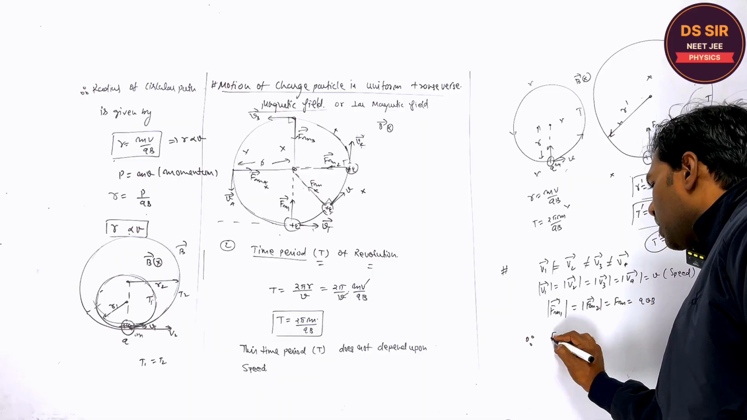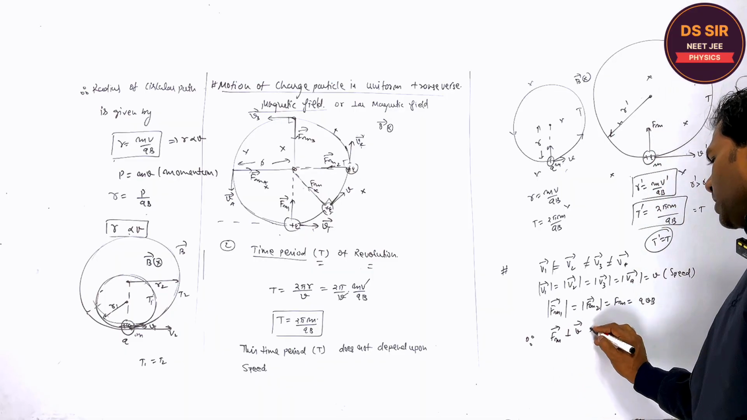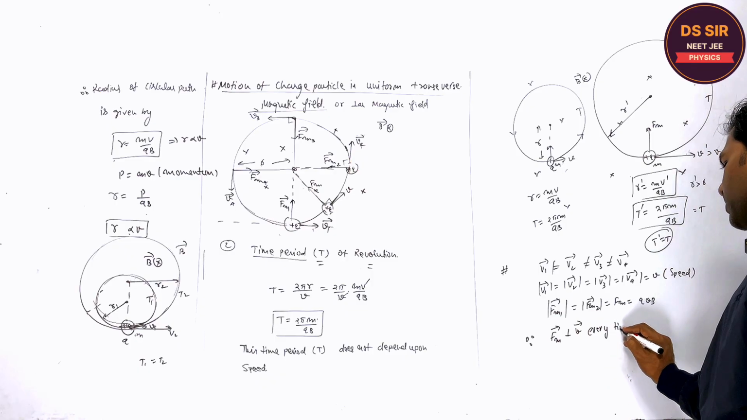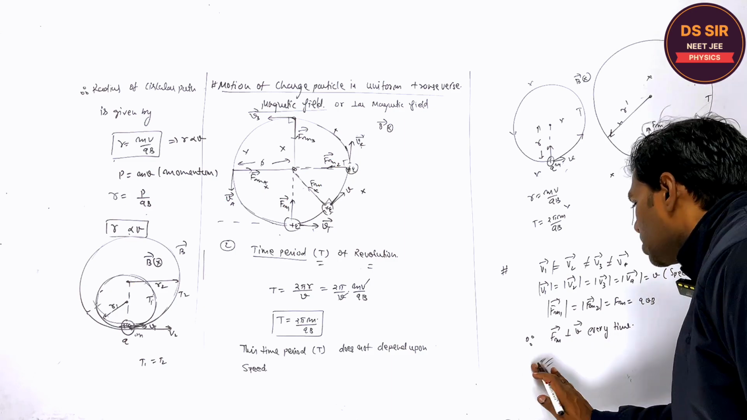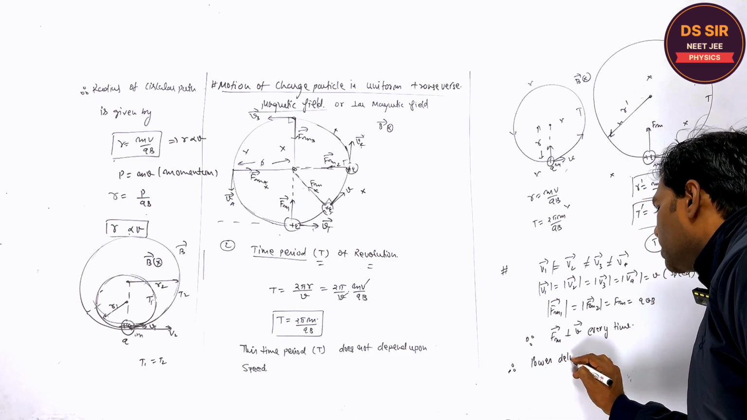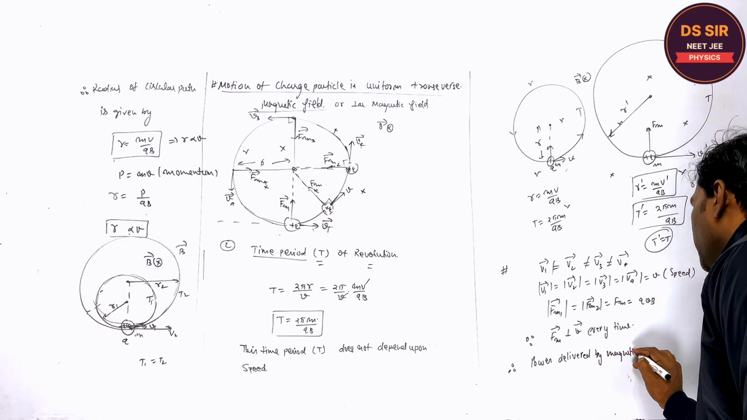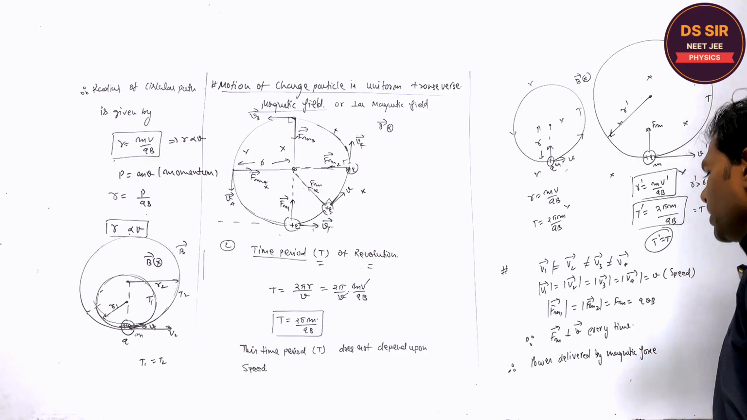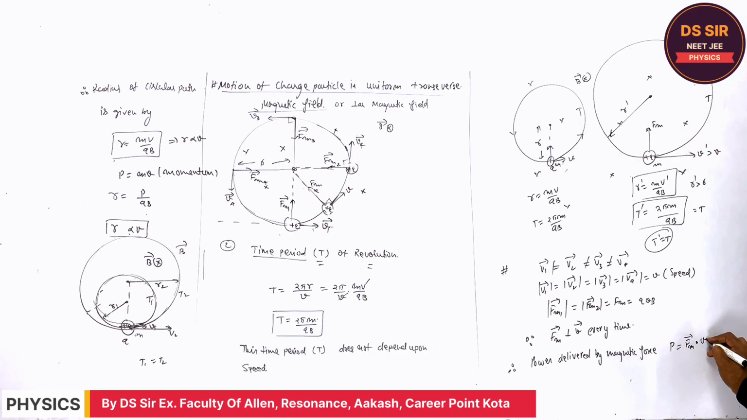Since the magnetic force is perpendicular to the velocity every time, are you getting? So what is the power delivered by the magnetic force? Power is nothing but Fm dot V. Is it clear or not, you tell? Yes. Fm dot V, instantaneous power.